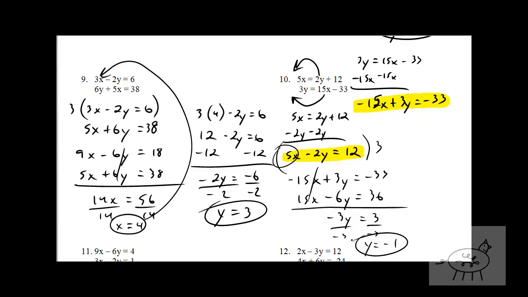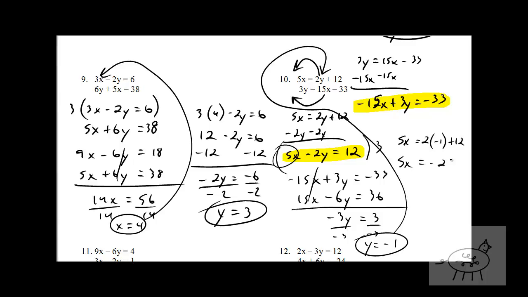And then I'm going to take this and plug it back in. Again, it doesn't matter, you can plug it back into the one that's highlighted here, highlighted in yellow, or I can plug it back into the original equation. It doesn't matter, just one of them. And so I'm going to choose this equation right there. I'm plugging that y back in, because x is already solved. So watch this, 5x equals 2 times negative 1 plus 12. So 5x is equal to negative 2 plus 12. So 5x equals 10. Divide by 5. X equals 2.